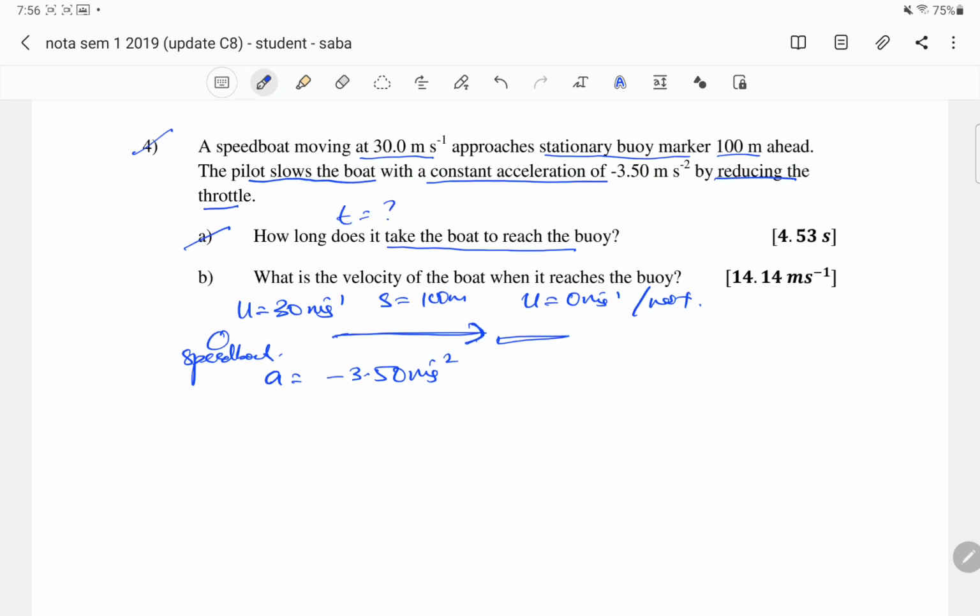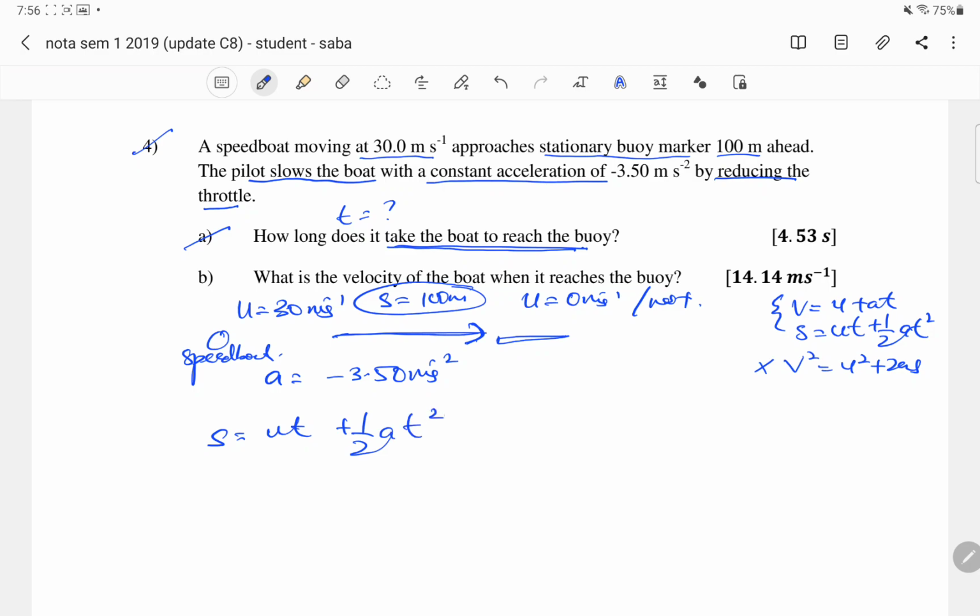Okay, to find the time, so you have, okay, what formulas do we remember? V equal to U plus AT. We have S equal to UT plus half AT square, and then we have V squared equal to U squared plus 2AS. Okay, so we cannot use this because there is no time. So we can use this: V equal to U plus AT or S equal to UT plus half AT square. Alright, so we want to find the time to reach the buoy. Okay, so we already have S. So we use S equal to UT plus half AT square.